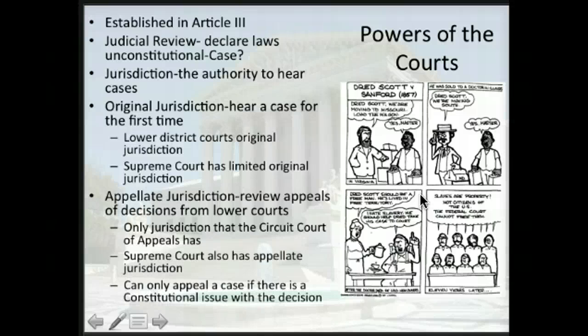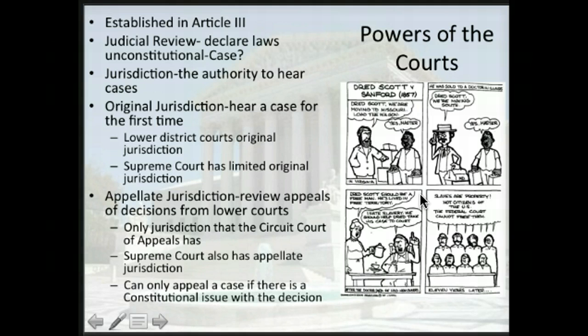The other kind of jurisdiction is appellate. What word do you see in appellate? You should see appeals. Appellate jurisdiction is when a court gets to review an appealed decision from the lower courts. The only jurisdiction that the Circuit Court of Appeals has is appellate jurisdiction. The Circuit Court of Appeals will never hear a case for the first time. The Supreme Court, because it's the court of last resort, and because that's what they do is hear appeals from the circuit courts, they have appellate jurisdiction.